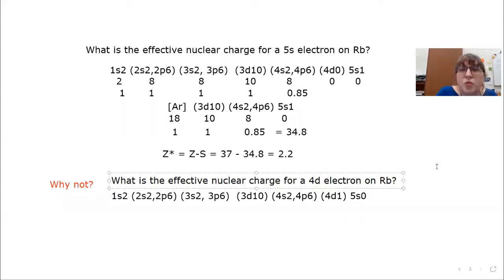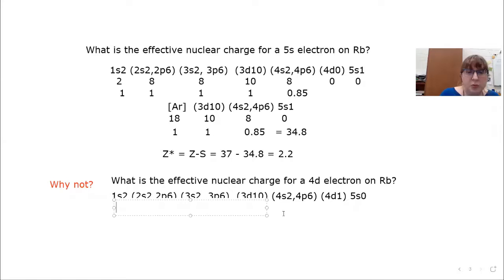So we might ask ourselves, well, why did we fill that 5s orbital, or why did we put the electron in the 5s orbital instead of the 4d orbital? Logically, it seems like it would come first. So let's take a look at what would happen for the effective nuclear charge for that 4d. So I've written out the electron configuration down below, and you can see the first part is all pretty much the same, but I've got 4d1 and 5s0. So I've taken this s electron and moved it into the d. And we want to know what kind of shielding and effective nuclear charge we see there.